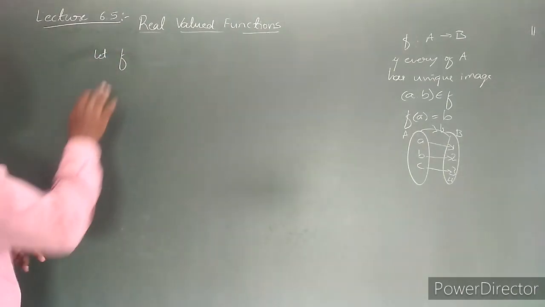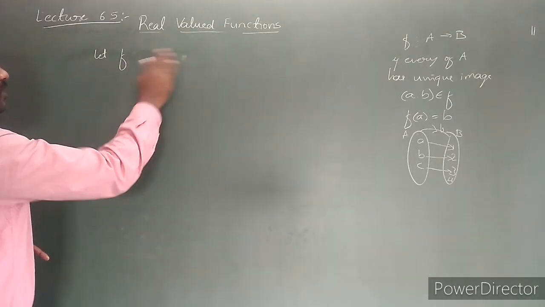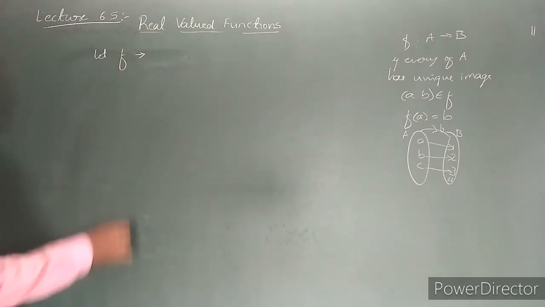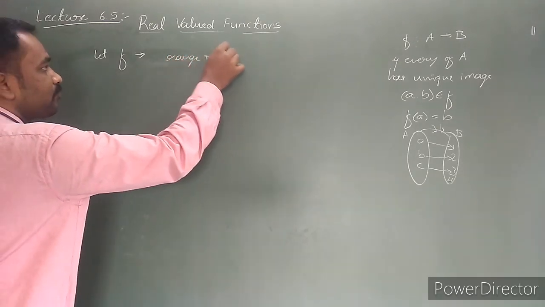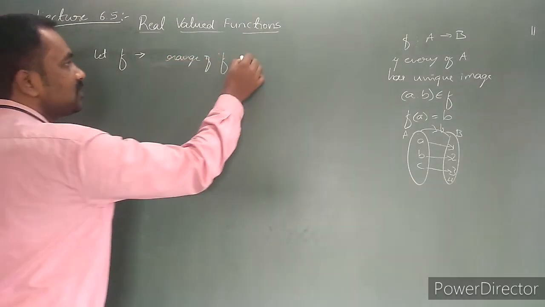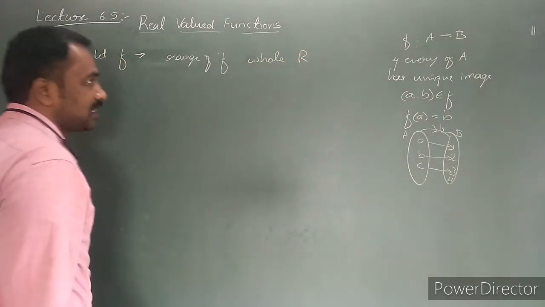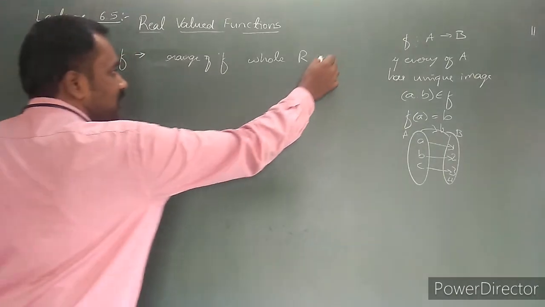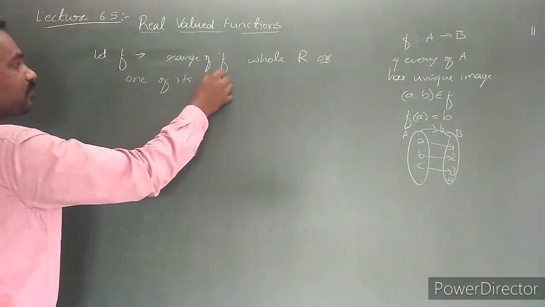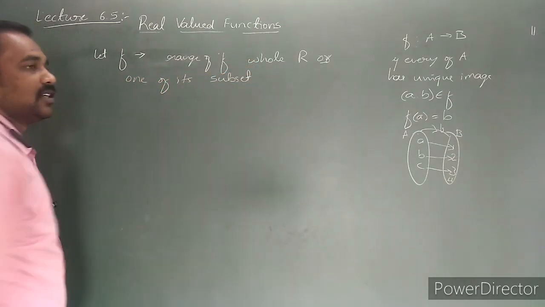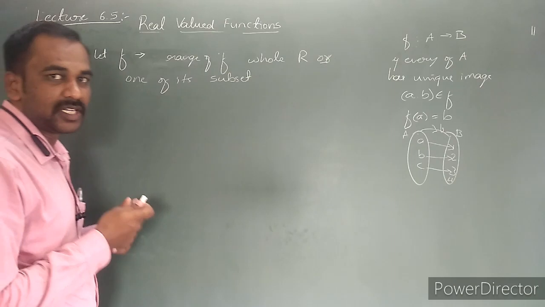So here, let f be a function. This function is said to be a real valued function whenever the range of the function f is the whole real number set or one of its subsets. The whole real number set or one of its subsets. That is the meaning of the real valued function.